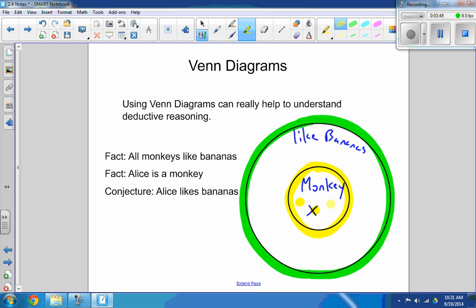Now, let's work this the other way. If I like bananas, does that mean I'm a monkey? Well, that blue dot likes bananas. Could be a human, could be something else, I don't know. But it's in the like bananas circle. Does that necessarily mean it's a monkey? No. So Venn diagrams can be very helpful to demonstrate and help understand how deductive reasoning works.